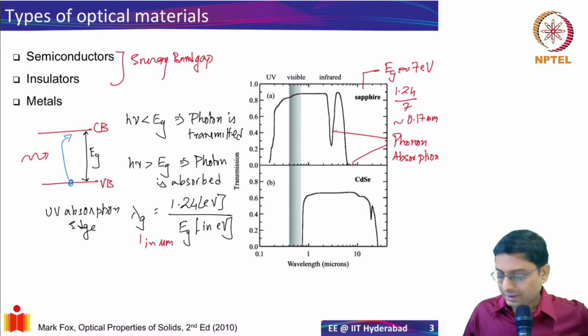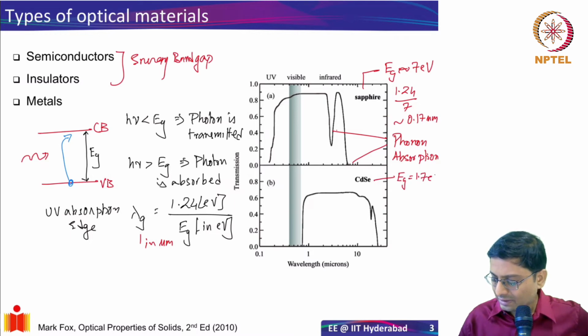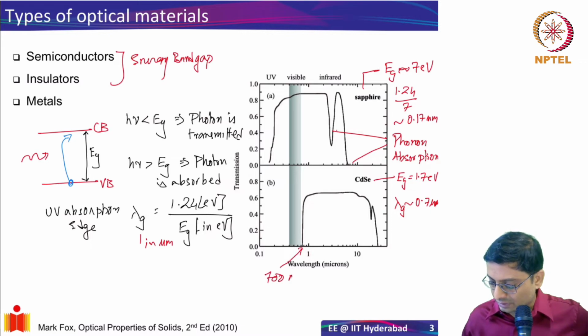And similarly, you could also look at cadmium selenide. Cadmium selenide's band gap is, I think, about 1.7. So the band gap in this case, Eg, is about 1.7 eV. If I calculate the band edge, it turns out to be roughly 0.7 micrometers, up to 700 nanometers. So this energy is essentially smaller than the... so this should be 700 nanometers here. So below 700 nanometers, it's absorbing everything, whereas above that, it is transmitting.